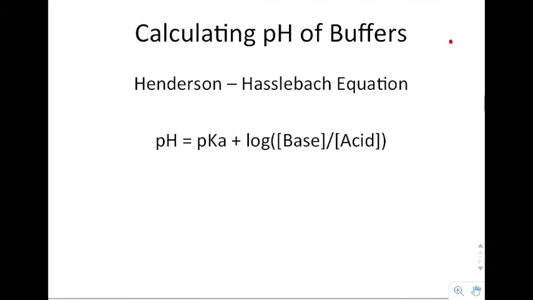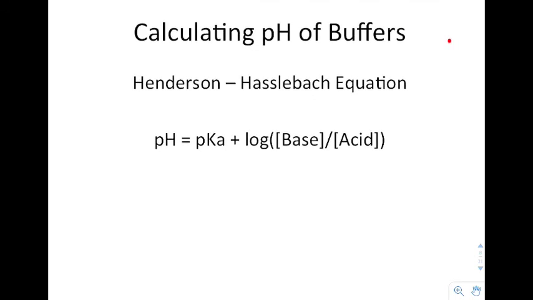Now whenever you calculate the pH of a buffer, it's really important that you use something called the Henderson-Hasselbalch equation. And that's this right here. It makes a little bit more sense if we write it out in this way. pH equals pKa plus the log of, we're going to write it out this way, A minus over HA.